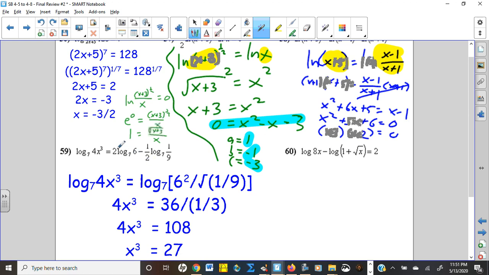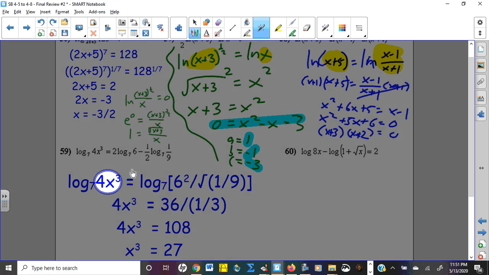So the first thing I'm going to do is pull my coefficients inside as powers, so it would be 6 squared, and it would be 1/9 to the 1/2 power, or the square root of 1/9. Then I'm going to use the property of logs that says when I have common bases and I subtract the logarithms, I can put those two things inside as a quotient. So the 6 squared would go on top, and the 1/9 to the 1/2 power would go on the bottom. I already wrote it as the square root of 1/9. So I ended up with 36 over 1/3, or if you multiply by the reciprocal, 108.